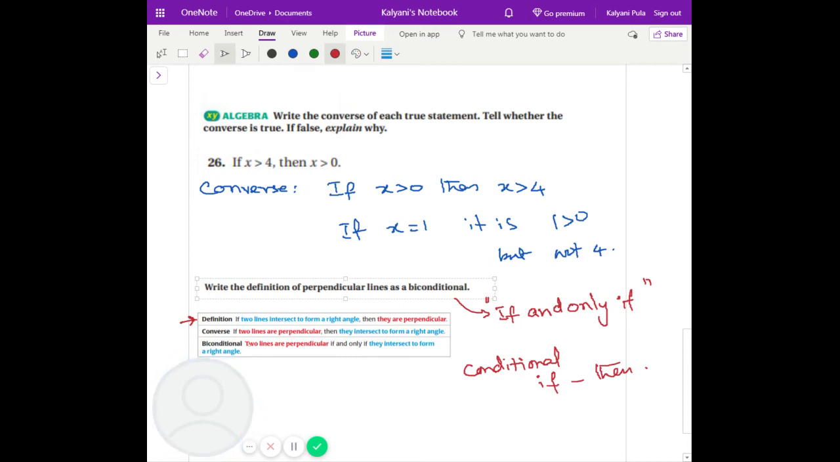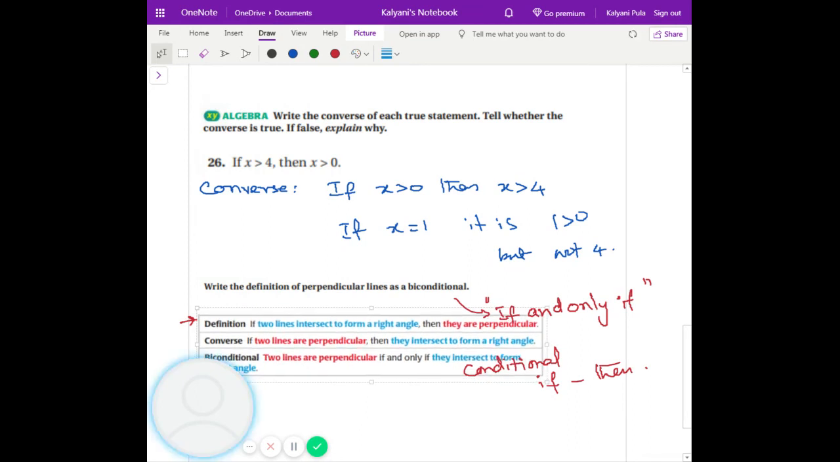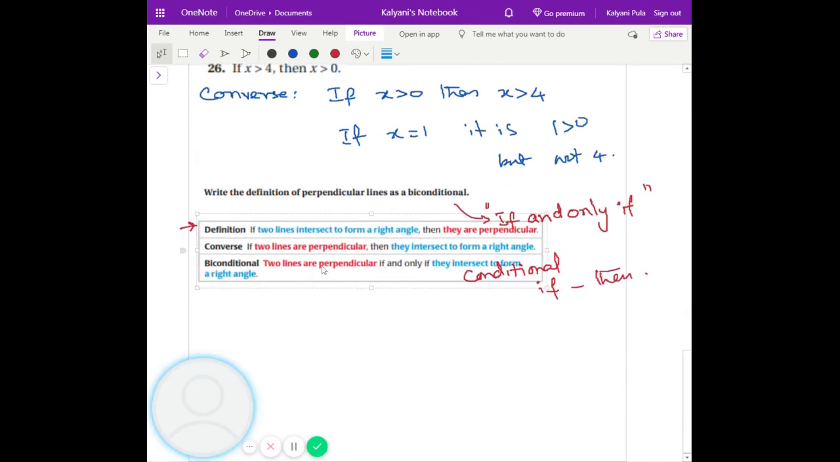And then you can write the converse, you just flip them. If the two lines are perpendicular, then they intersect at a right angle. And then finally, the biconditional: the two lines are perpendicular if and only if they intersect at a right angle. That is called the biconditional. All you have to do is add if and only if. Does that make sense? Okay.